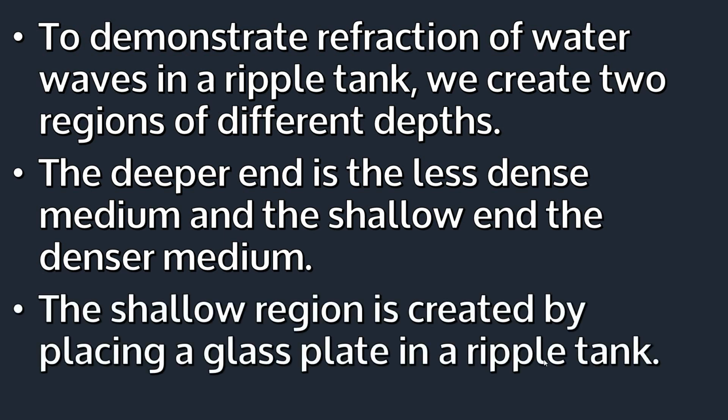Now the shallow region, to create it, all we need is just to place a glass plate in a ripple tank, as long as you can place something so that the level of the water is shallower. So we are saying the shallow region is created by placing a glass plate in a ripple tank. The region where the glass plate is placed is the region where the water will be shallow, as I will be illustrating more.